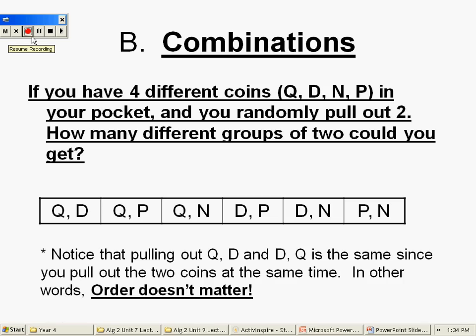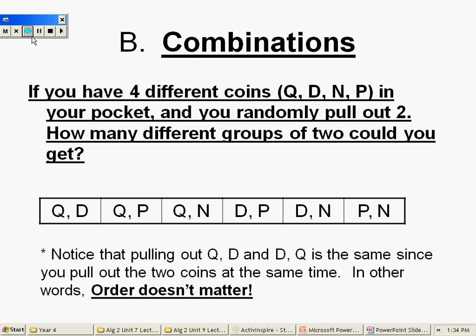So we're going to move into talking about something called combinations. It's very similar to what we did here, but it's a very different concept. If you have 4 different coins, a quarter, a dime, a nickel, and a penny in your pocket, and you randomly pull out 2, how many different groups of 2 could you get?